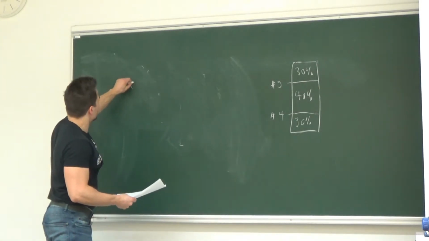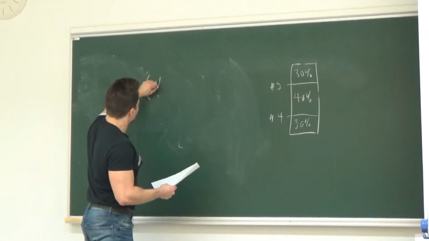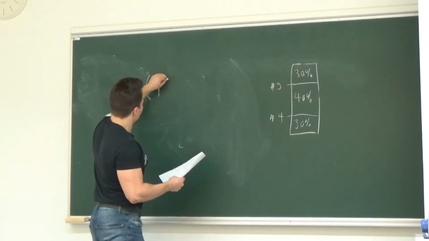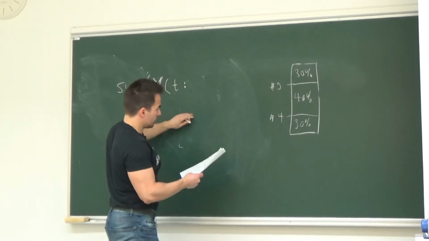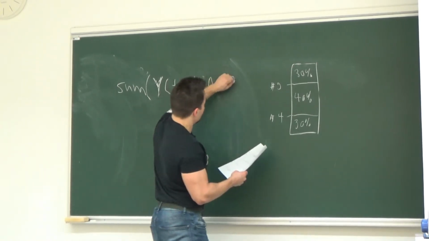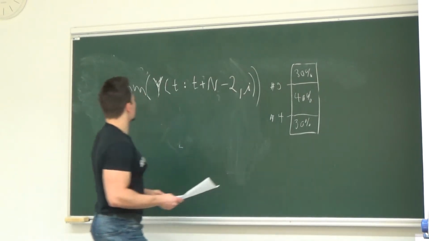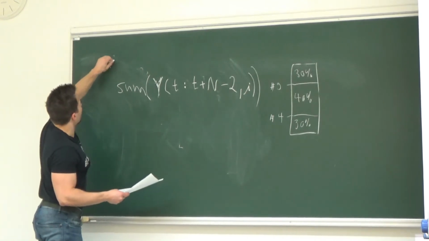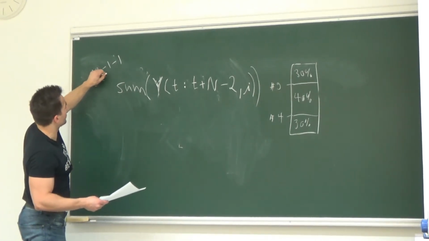So the only thing that changes is we take this away here. It's sum from capital Y, which is our exact return, our gross return matrix, T colon T plus capital N minus 2, comma I, and then close the parentheses. That's then our 12-1-1 strategy. Or in Novy-Marx's terms, he refers to the 12-2 strategy.